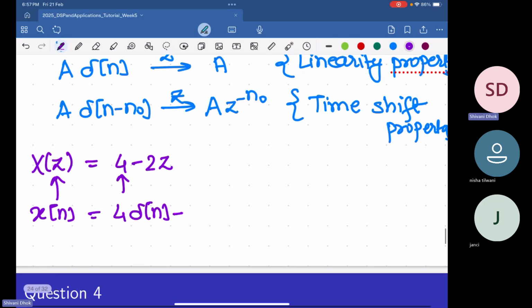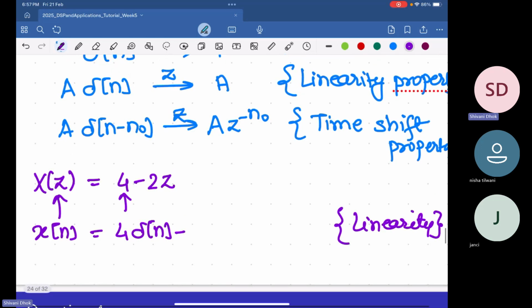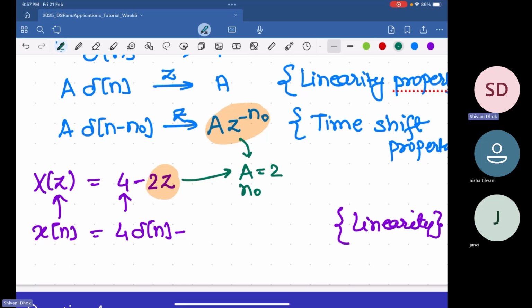Minus, so again here we are using the linearity property. Minus 2z inverse. Now here if you compare this, for this particular thing our a is 2 and my n naught is minus 1. So therefore if I take the inverse z transform, then A is 4, sorry.